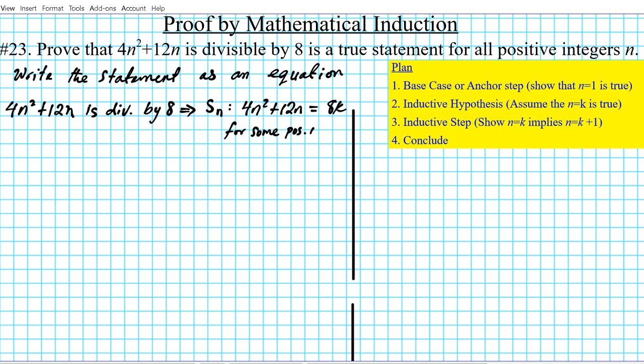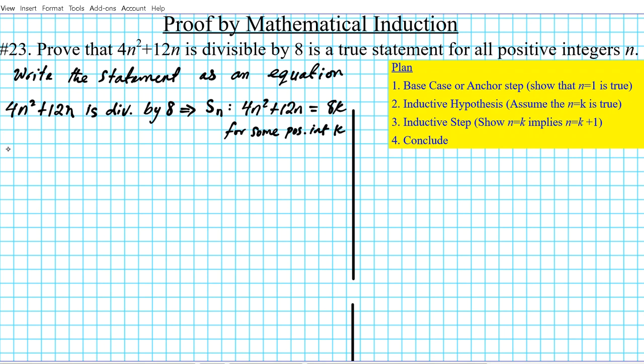Or some positive integer k. Alright, so if you can write a number in the form 8 times a positive integer, then that automatically shows that that number is divisible by 8. So this is just a symbolic format of writing what we're going to prove. Writing it like this makes it easy for us to go through our base case, inductive hypothesis, and inductive step.